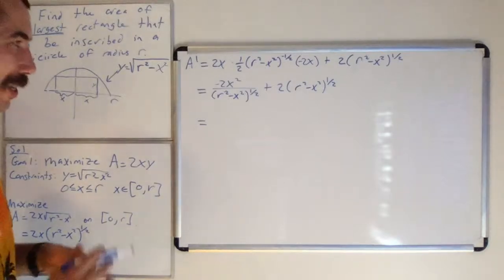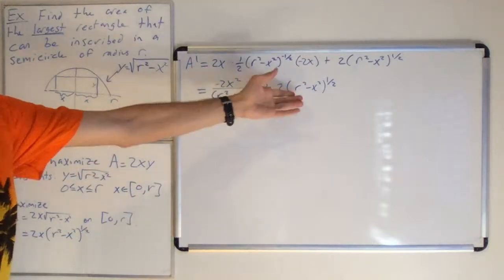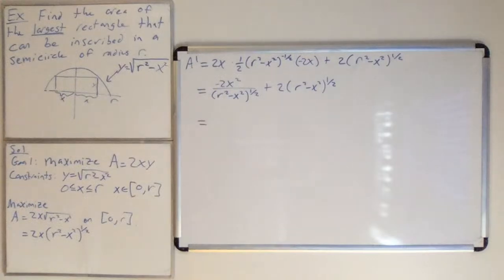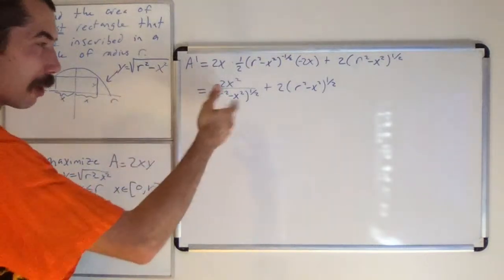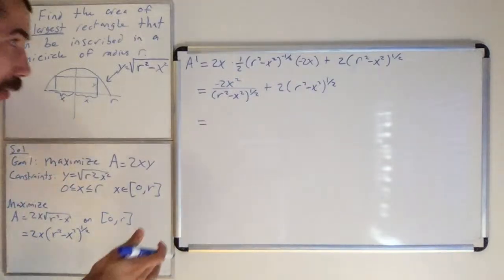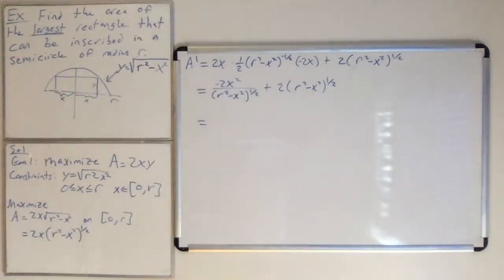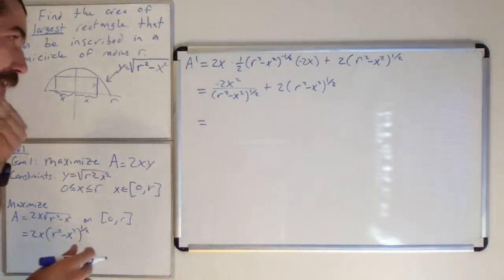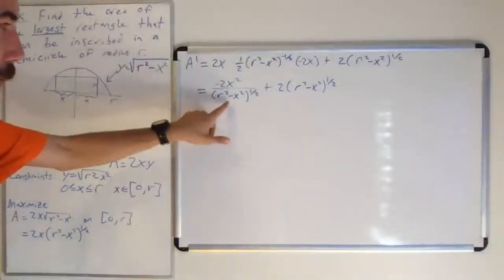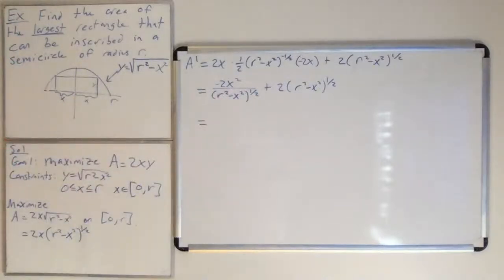All right, so my question is, we have a fraction plus some other term. And eventually we want to find when it's equal to 0 or when it's undefined, right? So don't we want to get a common denominator? So our common denominator will be the square root of r squared minus x squared.